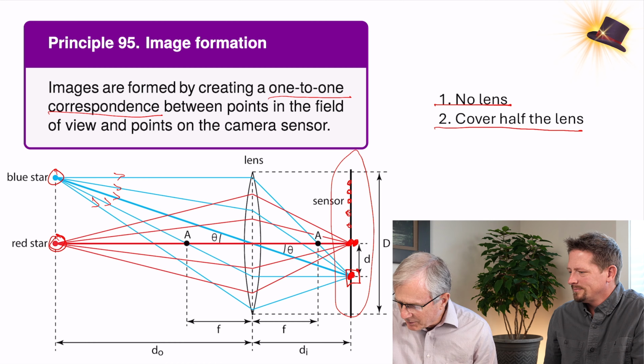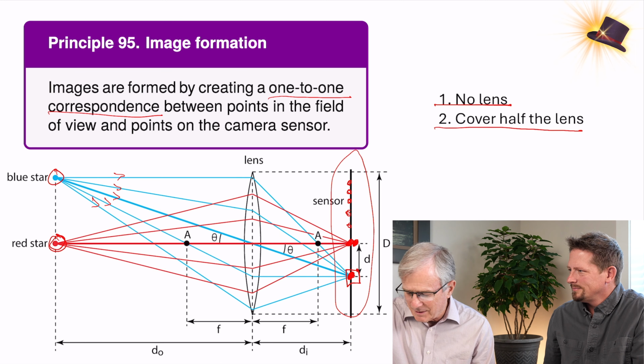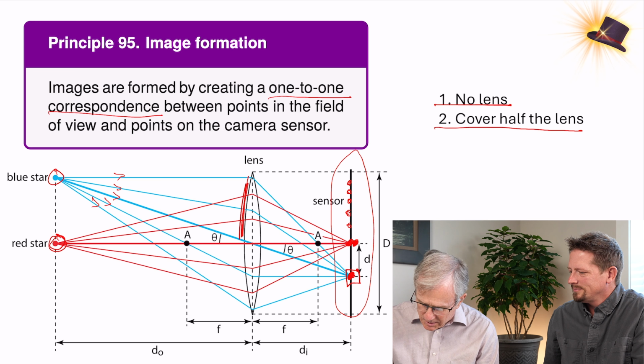Then the other question that we ask when we teach this in physics is to ask the students what happens if you cover up half the lens. So suppose we put a piece of black paper in front of this half of the lens.